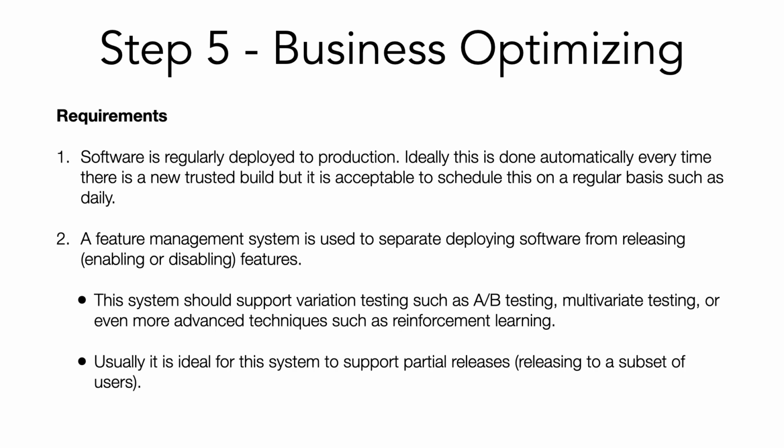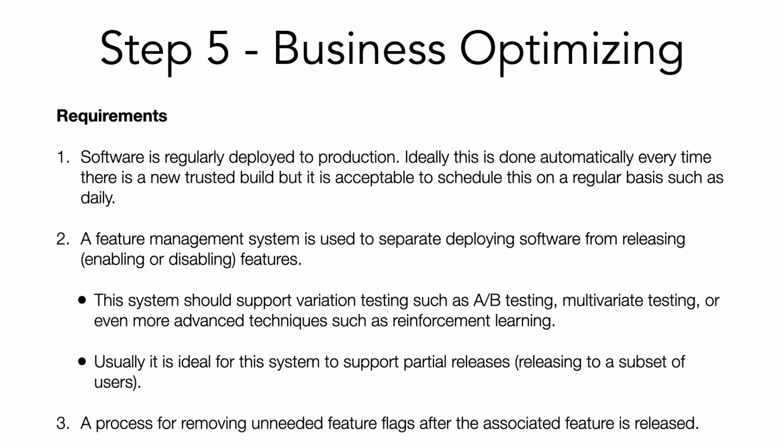This allows you to release features to beta testers or other groups you want to release software to before a wider release. Third, you need a process for removing unneeded feature flags once that feature has been fully released in production. Once a feature has been fully released, those flags are just extra complexity and they can build up over time and become a real maintenance nightmare. There you have it. Once you've completed Step 5, you have a technology infrastructure that supports rapid optimization and learning. This is a significant competitive advantage.